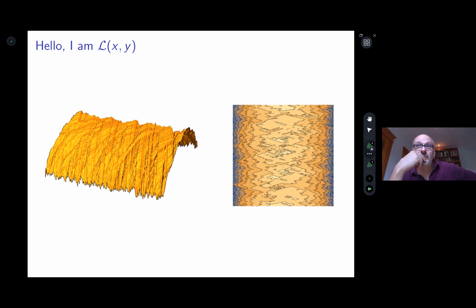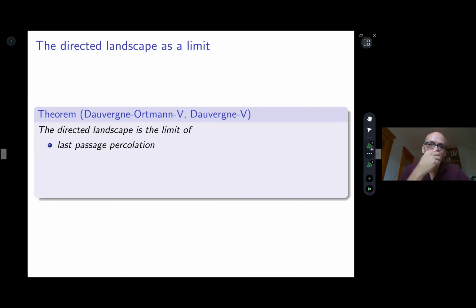Locally, almost every point has a neighborhood around which it just looks like a sum of two Brownian motions, the Brownian motion in x and the Brownian motion in y. So if you plot that object and do contour plots, you'll get something quite similar to the right in this picture. Okay, so what do we know about the directed landscape?